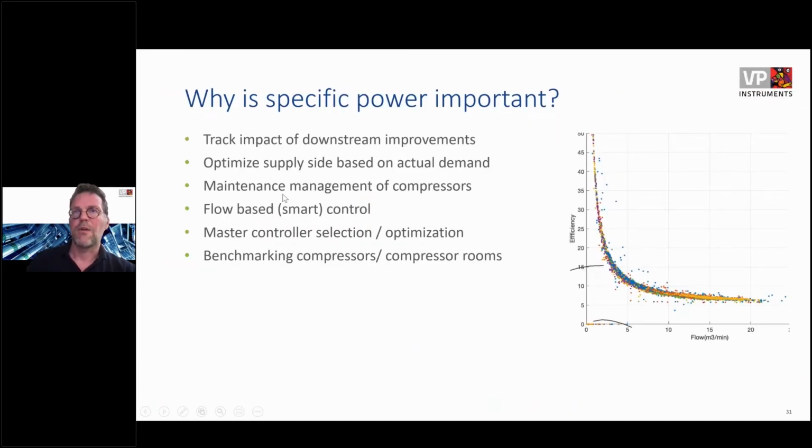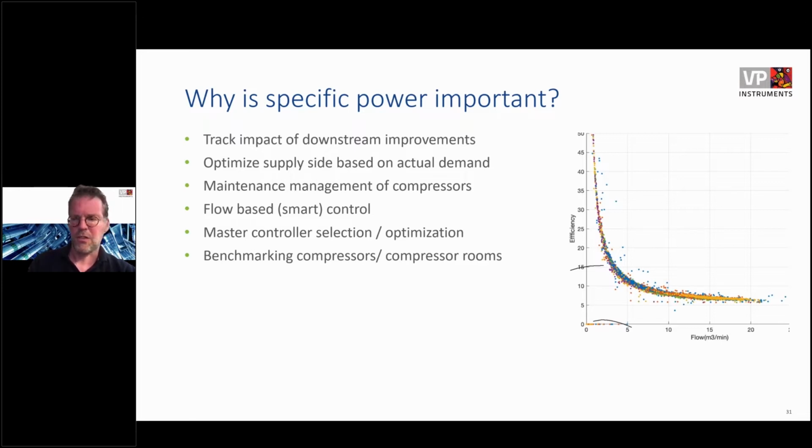So I think Tom already explained a lot about what a specific power is. So I will skip that slide and talk about why specific power is important. Well, what you can do with it is basically track the impact of your downstream improvements, optimize supply side based on actual demand. And we have seen nice examples also of maintenance management of compressors. Like if you have centrifugal machines, specific power can be influenced by the inlet filters. If they get clogged, then you will see that the output flow can go down.